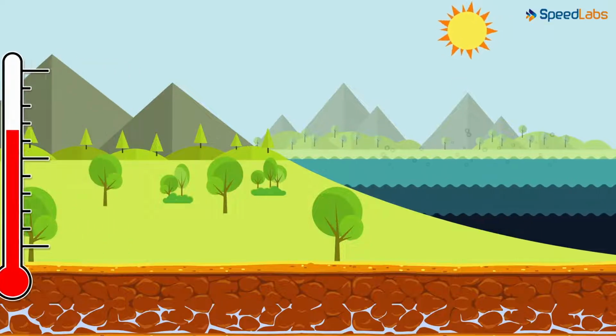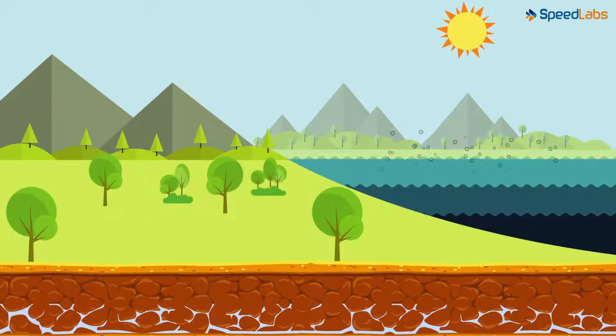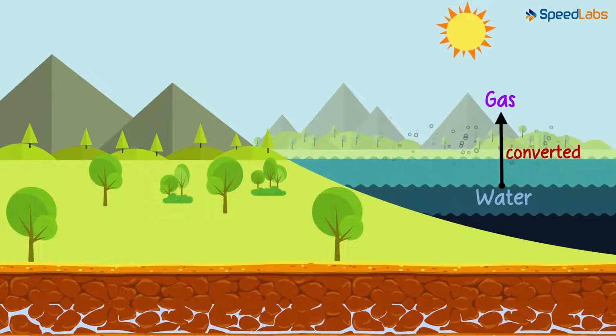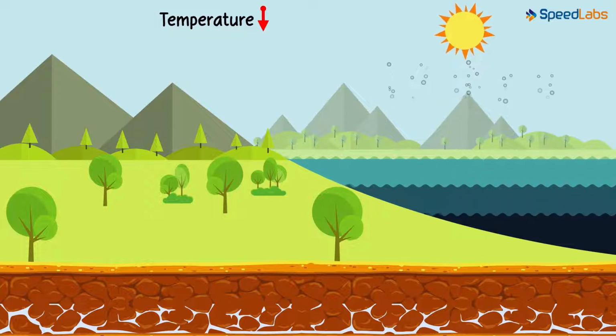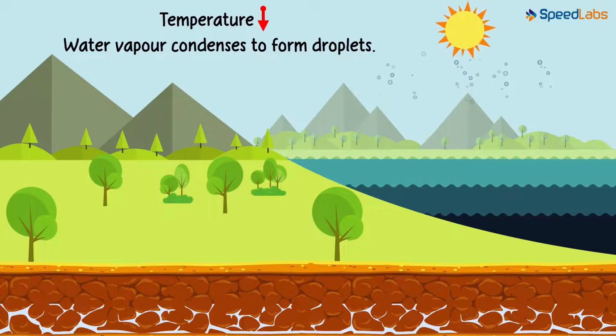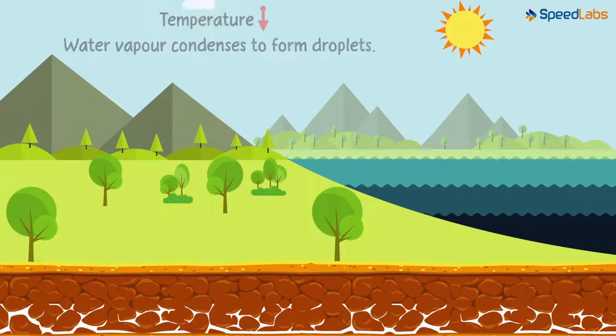Water molecules from the seas and oceans evaporate. It causes the water to be converted into the gaseous state. What do you think happens up there in the sky? As we have studied in our earlier videos, as the temperature decreases, water vapor then condenses to form droplets. These droplets then form clouds.